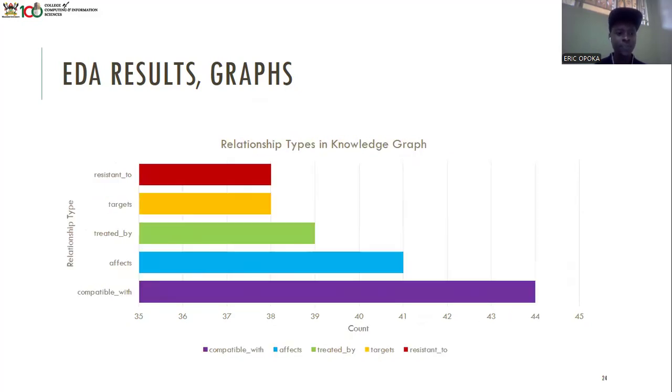Then we had the relationship types. These are the 5 relationship types we use: a particular pesticide is compatible with a particular leaf, a particular pest affects a particular leaf, a particular pest is treated by a particular pesticide, a pesticide targets this pest, and a pest is resistant to. So those are the relationship types we use in our knowledge graph, and that's the count of the relationship types we came up with.